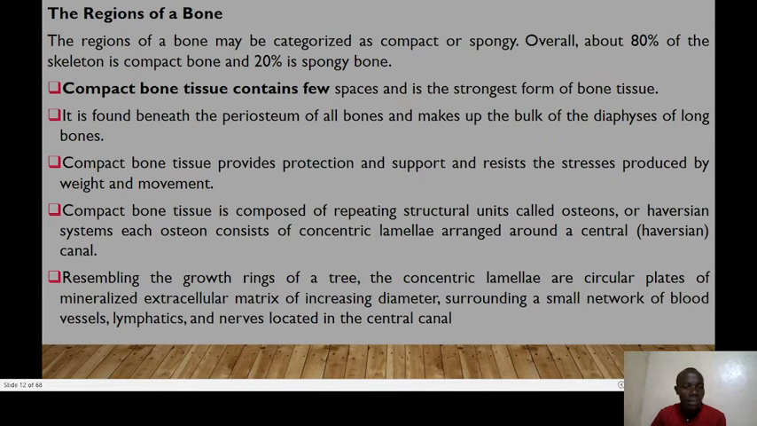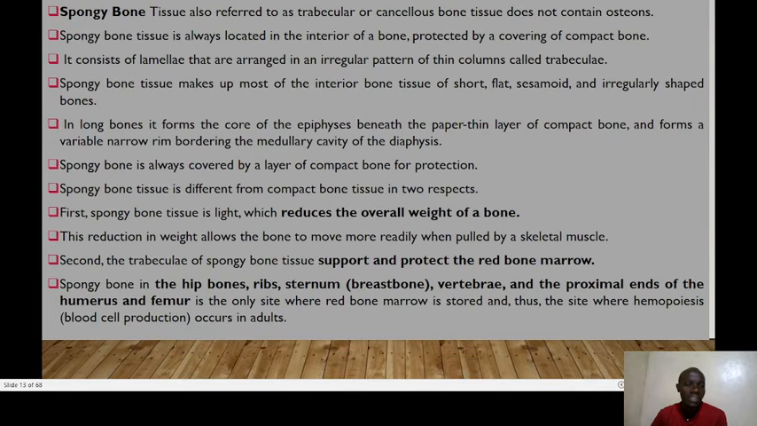Resembling the growth rings of a tree, the concentric lamellae are circular plates of mineralized extracellular matrix of increasing diameter, surrounding a small network of blood vessels, lymphatics, and nerves located in the central canal.